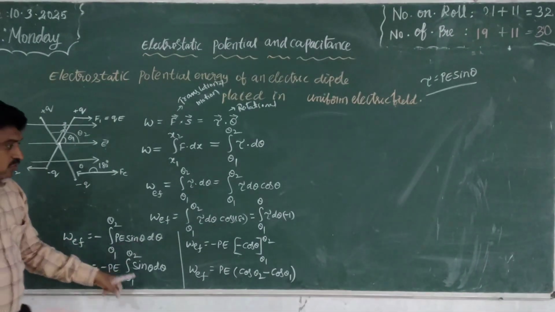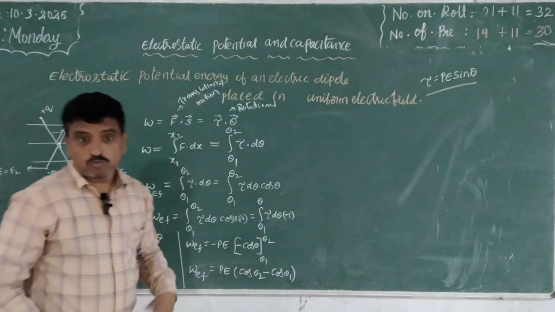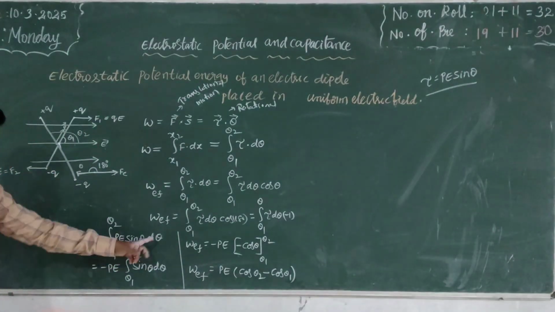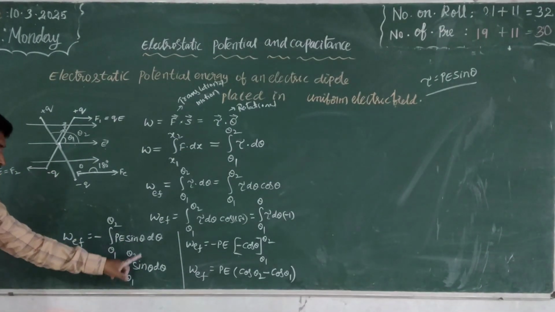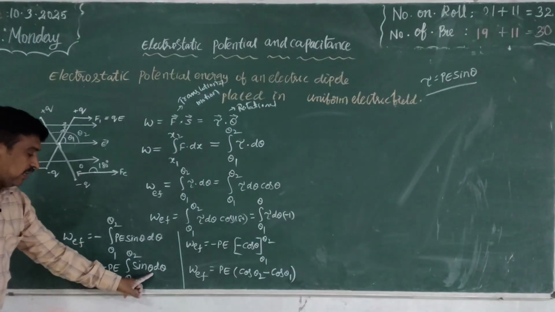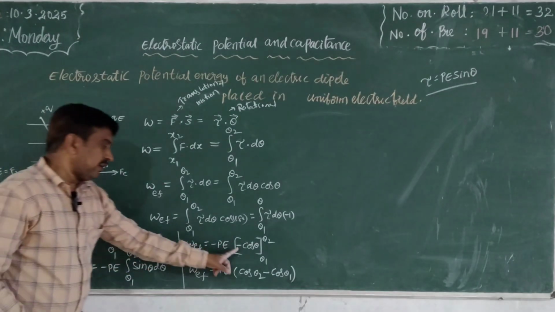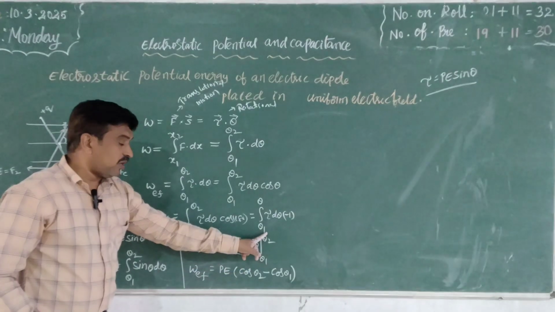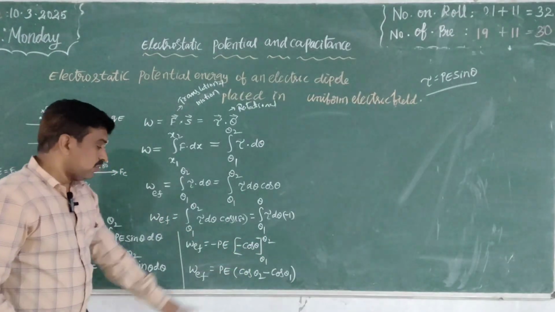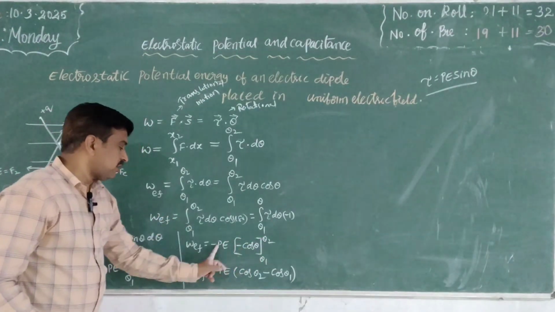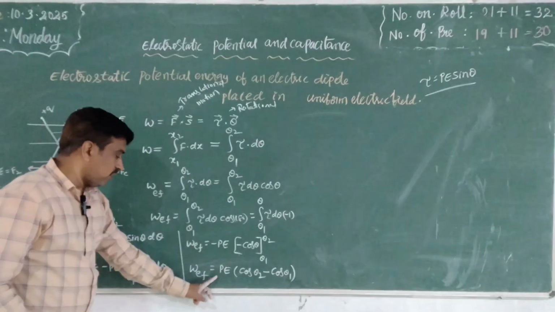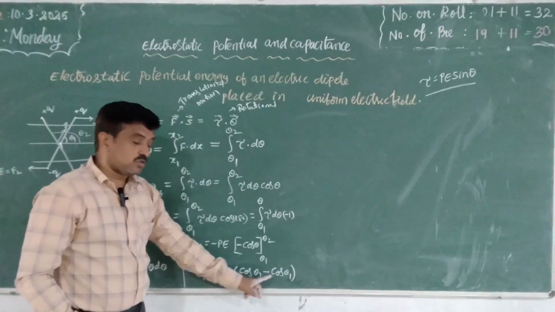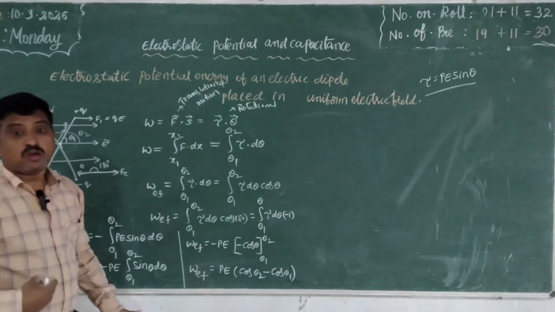Tau means moment of force. What is the formula? pE sin theta d theta. We write pE outside: the integral from theta 1 to theta 2 of sin theta d theta. The integral of sin theta is minus cos theta, with upper limit theta 2 and lower limit theta 1. First we write the upper limit, so minus into minus gives plus. Later the lower limit. So what do we get now? pE (cos theta 2 minus cos theta 1). It is the work done by the electric force.